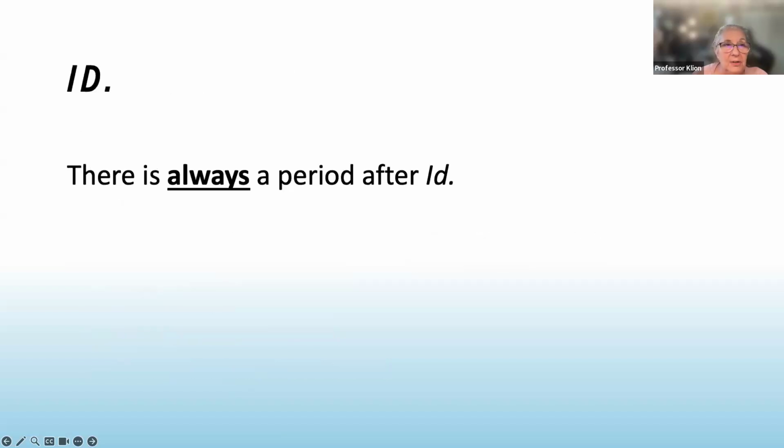And finally, id. Repeat out loud to yourself while you're sitting in that chair: there is always a period after id. What does that mean? It means if you have id alone, there is a period after id. It means if you have id at, there is a period after id and a period after the pin cite. If you are using id with a signal and it is lowercase id, there is still a period after id. See id. at 843. There is always a period after id.